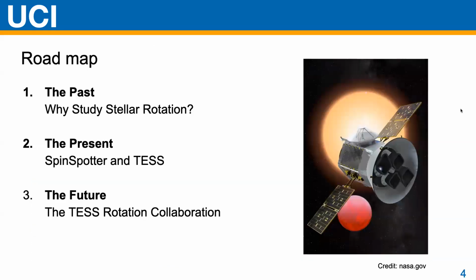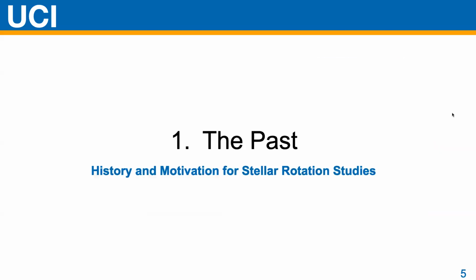But enough about that. Let's talk about what we're going to talk about today. Like I said, I'm going to focus on stellar rotation in the TESS era. I'm going to start by grounding what the history of this subfield looks like, talking about why we're interested in stellar rotation and how we've done it in the past. I'm going to talk about some of my present work, which focuses on a stellar rotation pipeline and catalog called SpinSpotter. And then I'm going to talk about a future project I have coming up called the TESS Rotation Collaboration.